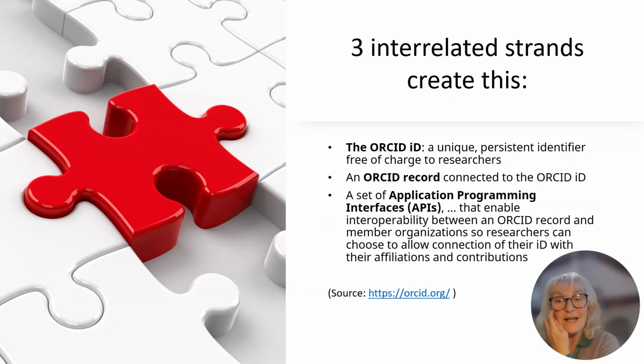There are three interrelated strands that create this. One is the actual ID itself, which is the unique persistent identifier, which is free of charge to researchers. Then there's an ORCiD record, which is connected to that ORCiD ID. And then there are also a set of application programming interfaces or APIs, and these enable interoperability between the ORCiD record and member organisations, so that researchers can choose to allow connection of their ID with their affiliations and contributions.